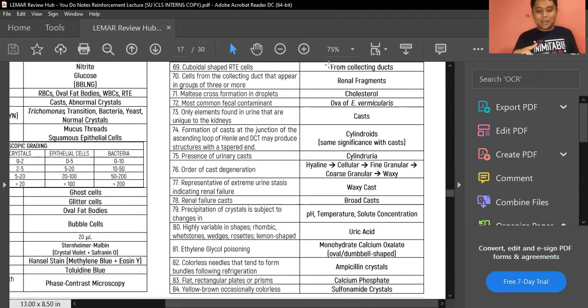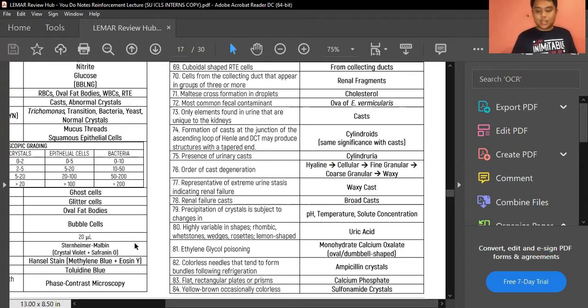Alright, so hyaline, in the beginning, there was a hyaline cast incorporated by the different cells found in the tubules, cellular cast. And then, of course, the cells will degenerate, become coarse first, and then becomes fine granular, and then lastly, waxy. Okay? Now, representative of extreme urine stasis, you have waxy cast, renal failure cast, broad cast.